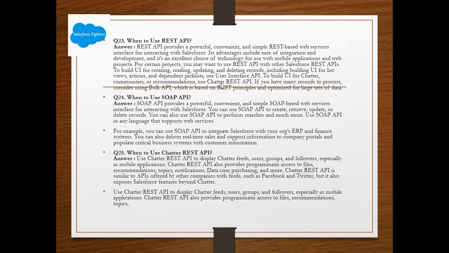For recommendations, use the Chatter REST API. If you have many records to process, consider using the Bulk API, which is based on REST principles and optimized for large sets of data.